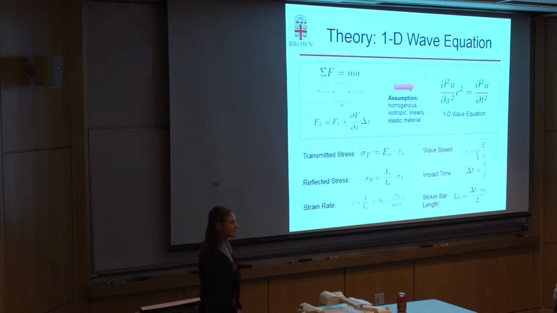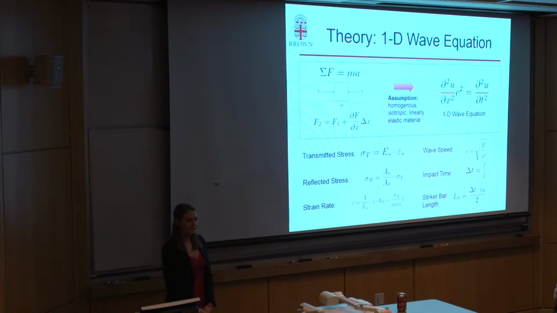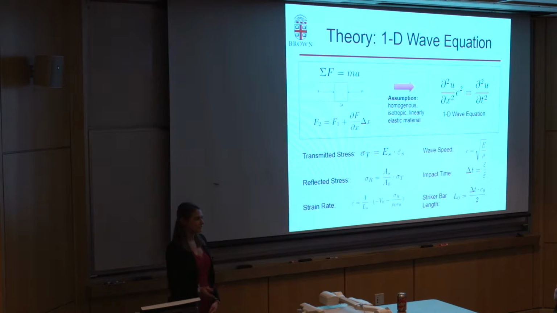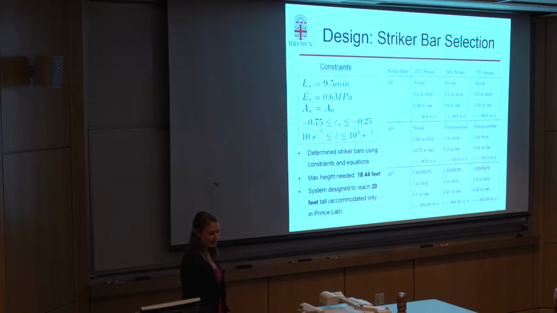So in order to determine what kinds of striker bars and drop heights were needed to get the strain rates and strains that we desired to study, I had to start to understand the system. So on the top left, there's a diagram with a small portion of the striker bar and a force balance on it. So using this simple force balance, combined with the assumption that the materials were homogeneous, isotropic, linearly elastic materials, I derived the 1D wave equation. All the equations below came from the 1D wave equation and were used to determine the striker bars for desired strains and strain rates.